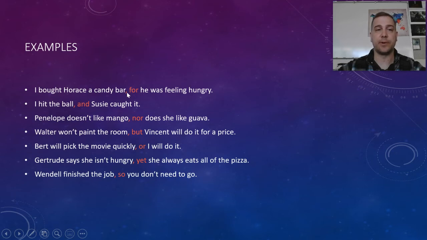I bought Horace a candy bar, comma, for he was feeling hungry. I hit the ball, comma, and Susie caught it. Penelope doesn't like mango, comma, nor does she like guava. And I go through and I use each of the fanboys here. So you can see in each one, there's a comma followed by a fanboy, and then an independent clause or complete sentence on each side. To the right, there should be a complete sentence. On the left, there should be a complete sentence, right? So if this is in the middle of two things, to the left and to the right should be complete sentences. This is what these are used for.